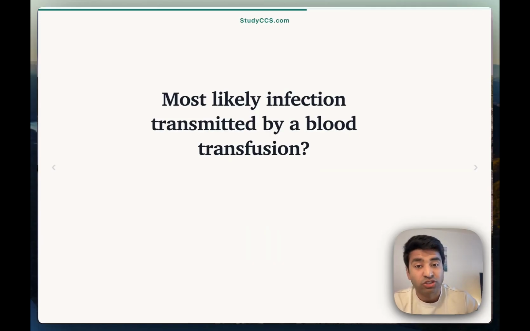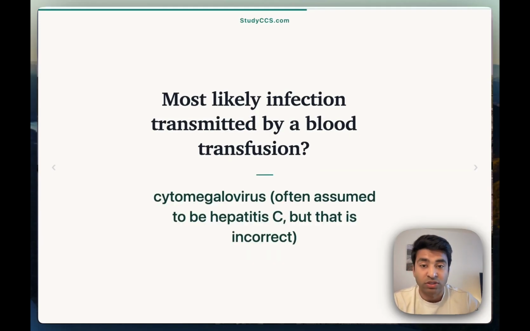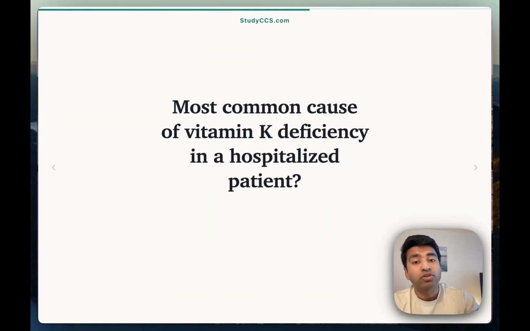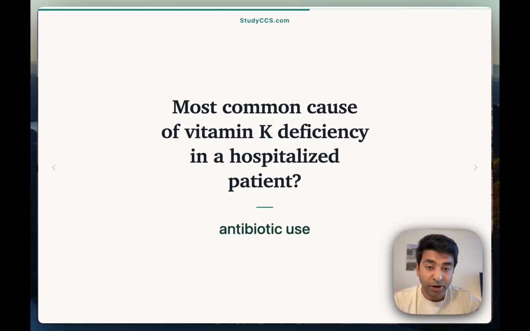Most likely infection transmitted by blood transfusion is CMV, often thought to be Hep C, but that's wrong. It's CMV. It's gone down a lot since we've been washing our blood cells better, but historically CMV has been the answer. Any CNS infection, most likely mechanism is through the blood. Most common cause of vitamin K deficiency in a hospitalized patient is antibiotic use.